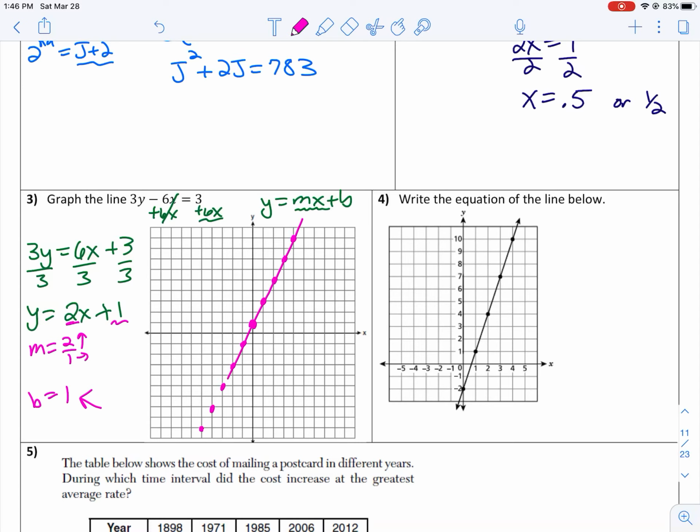I'm going to connect my points, and then I'm going to remember that it is a line, so I have to make sure I put arrows on it. And let's just not forget to label our line.